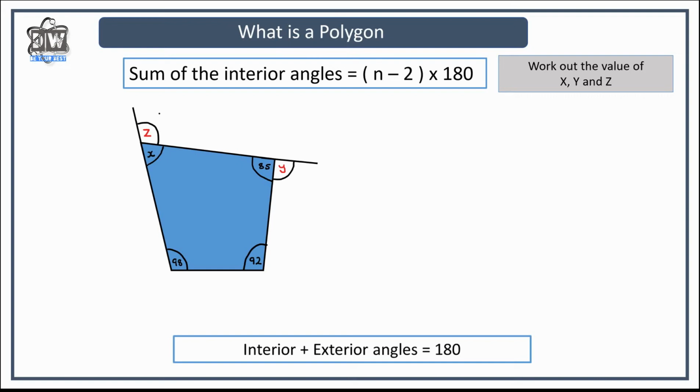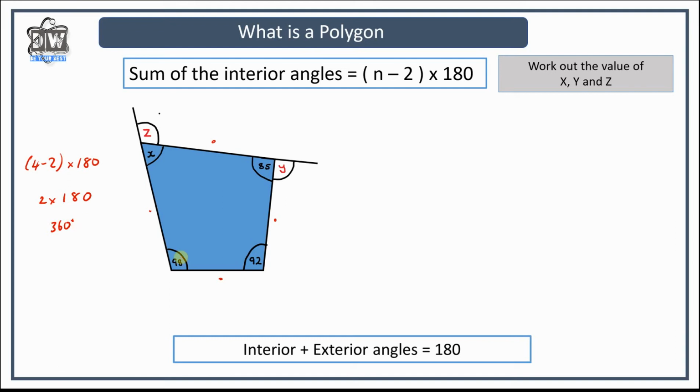Okay, so here we go. First things first, let's work out what all the interior angles of this shape will be. We've got 1 side, 2 sides, 3 sides, 4 sides. So straight away, it would be 4 minus 2, timesing by 180. So that would be 2 timesing by 180. So we should know that all the interior angles equal 360 degrees. I'm sure you did anyway.